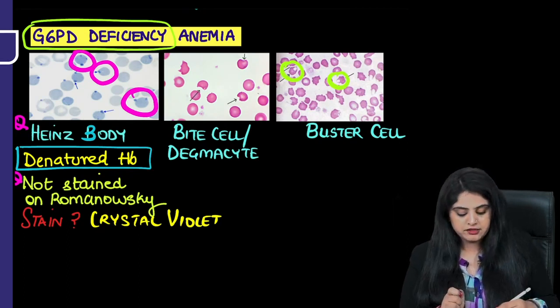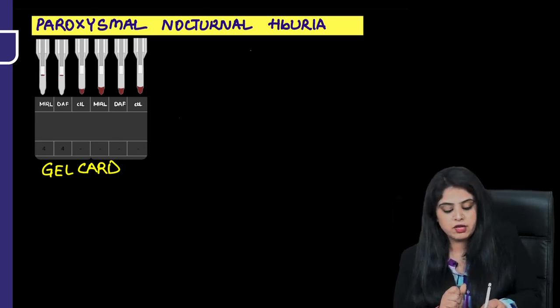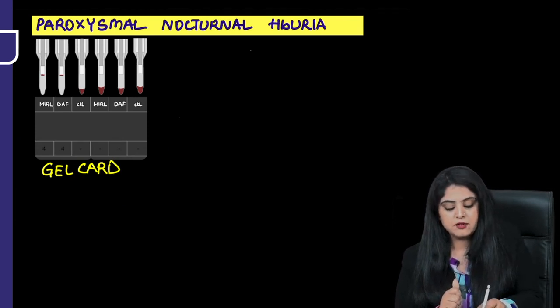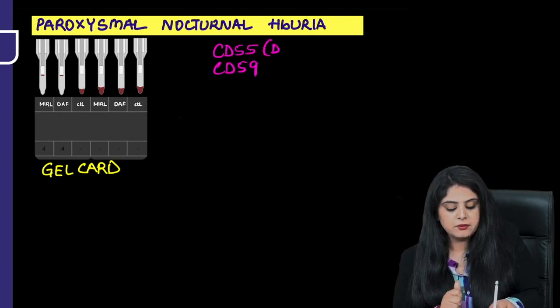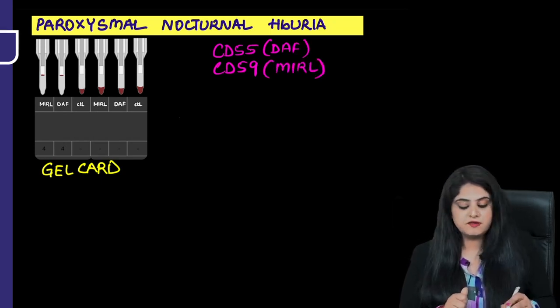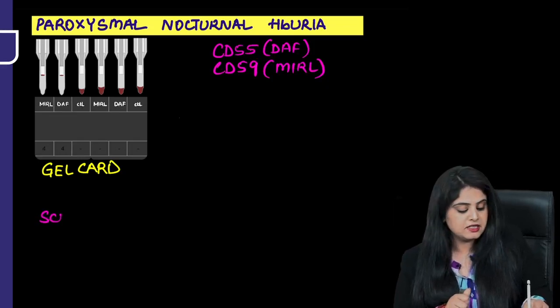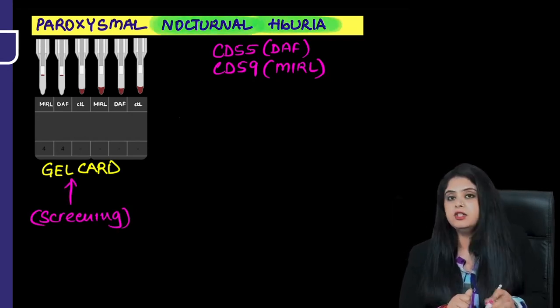Let's move on to the next disease. Tell me what is the genetics in this. Paroxysmal nocturnal hemoglobinuria. What are the CD markers that have gone missing in this condition? So it is going to be CD55 and CD59. I hope you remember, the smaller number is known as DAF and the bigger number is known as MIRL, right? So DAF and MIRL are the other names of CD55 and CD59. There is a screening test that has been put up in front of you for paroxysmal nocturnal hemoglobinuria. Patient will come to you with nighttime passing hemoglobin in the urine.